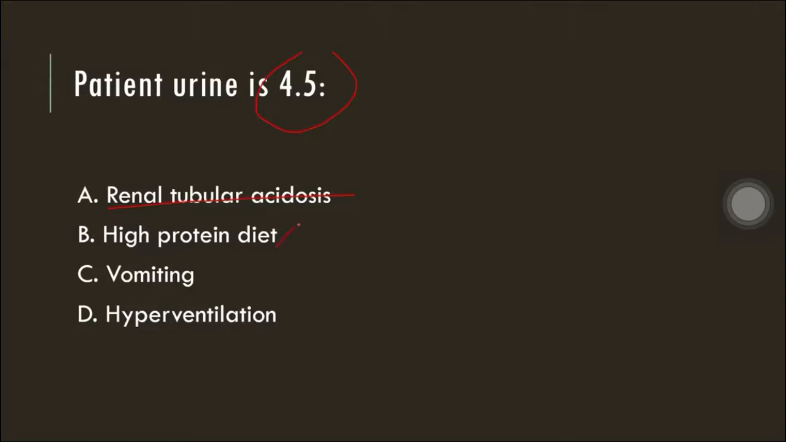Okay, so how about for vomiting? So vomiting may cause metabolic alkalosis. That's why since metabolic alkalosis, ang magiging urine pH nun, alkaline. Hyperventilation naman, ito naman yung compensatory mechanism for metabolic acidosis, producing alkaline urine. So, tama sagot dito, letter B, high protein diet.